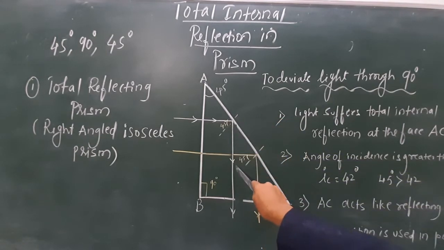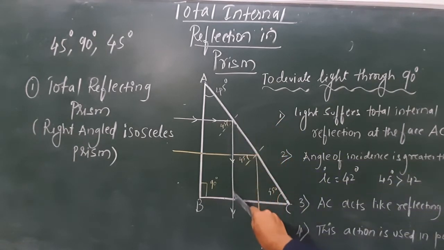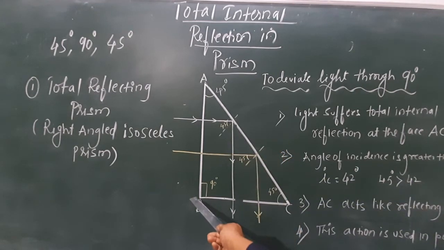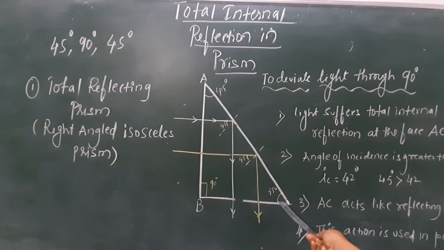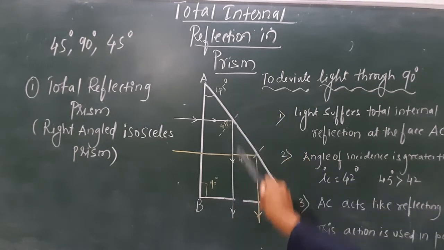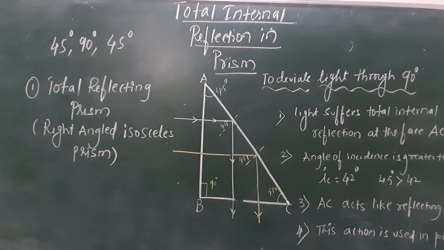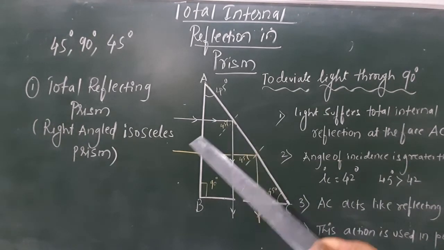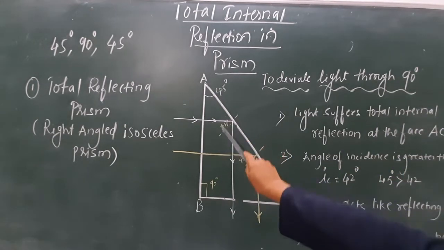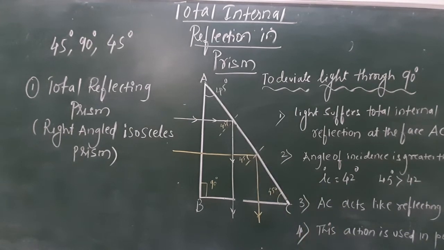When it reflects, as we know, the ray of light travels straight in its path. While it is traveling straight, BC also becomes a surface which is perpendicular to this reflected ray. So it will come out undeviated. So now the ray of light is deviated through 90 degrees. With a perfect 90 degrees, it will reflect. You can see this is also a 90 degree angle. Here also it is a 90 degree angle.